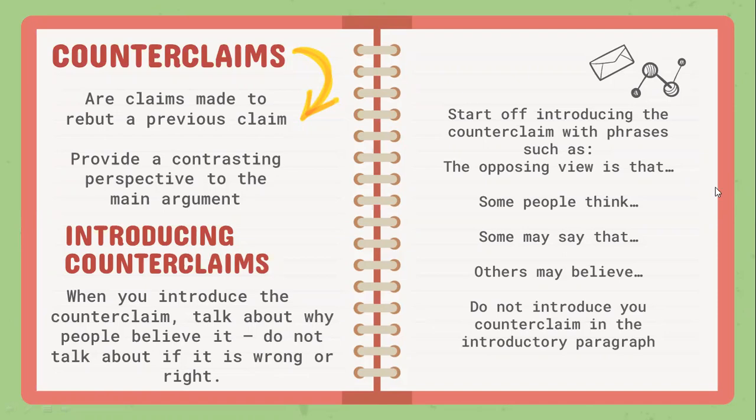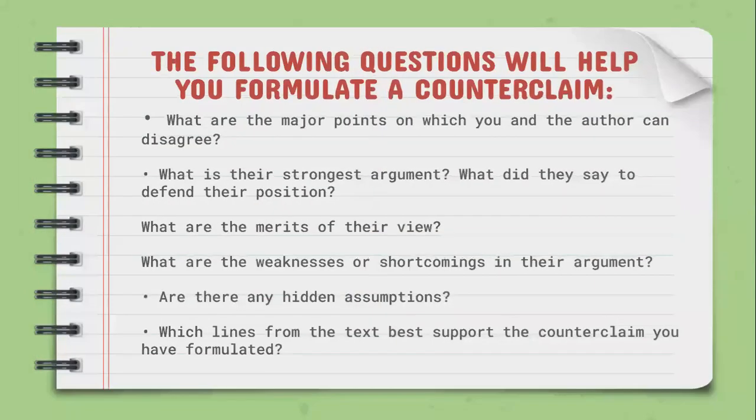So these are the following questions that will help you to formulate a counterclaim. What are the major points on which you and the author can disagree? What is their strongest argument? What did they say to defend their position? What are the merits of their view? What are the weaknesses or shortcomings in their argument? Are there any hidden assumptions? Which lines from the text best support the counterclaim you have formulated?